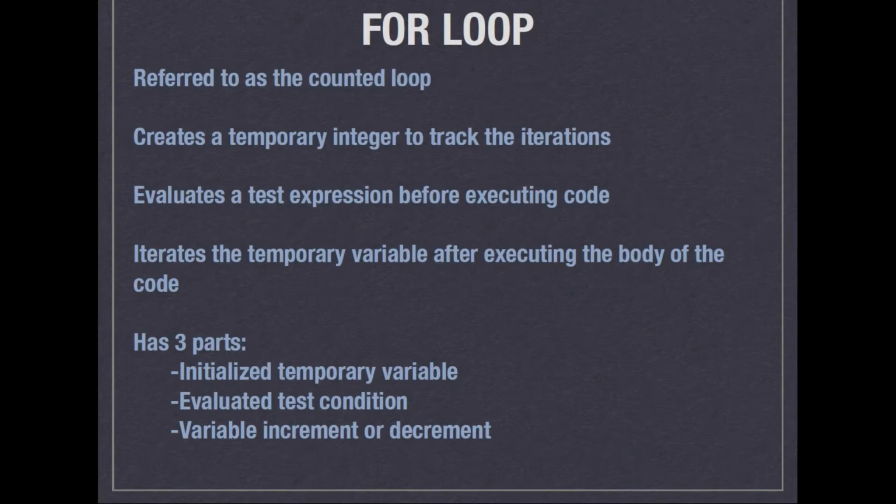The for loop has three parts. Part the first is a temporary variable that is initialized and created right away. Then there's the test condition, the Boolean test condition. And then there is the increment or the iteration statement. This can either increment or decrement, so it can either count up or count down. I'll show you a few examples of that as well.